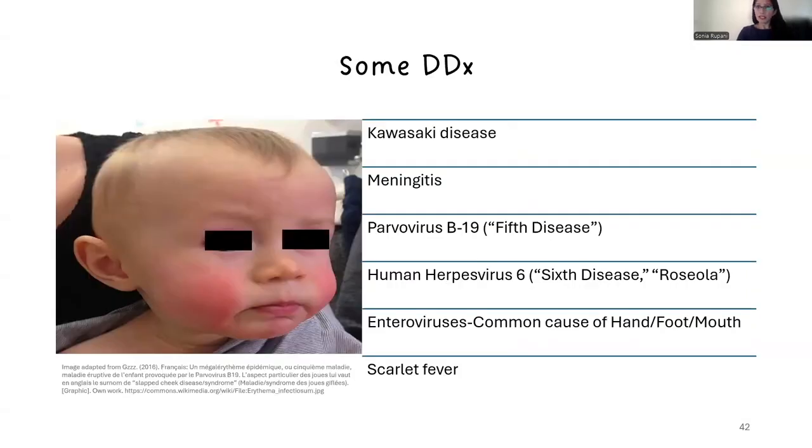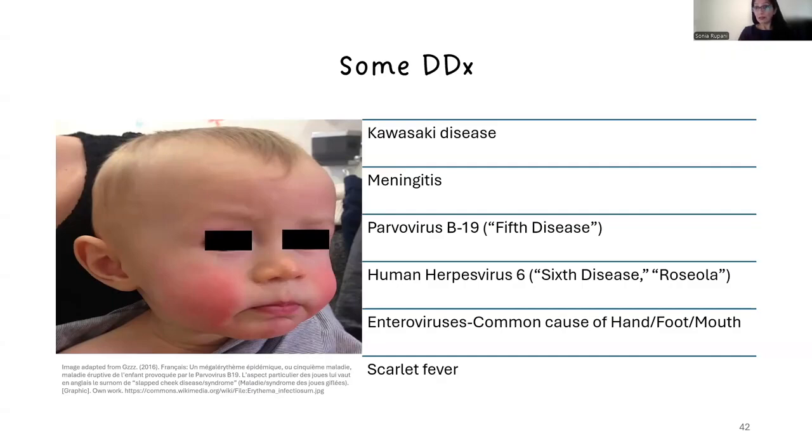So some differential diagnoses, again, could be Kawasaki disease. The patient has a fever, and they said the fever could be very high, 104, 105. They have a rash. They have conjunctivitis. That's seen in Kawasaki as well. It could be meningitis: high fever, the child is irritable, they've got a rash. Or parvovirus, fifth disease, human herpesvirus 6, roseola.